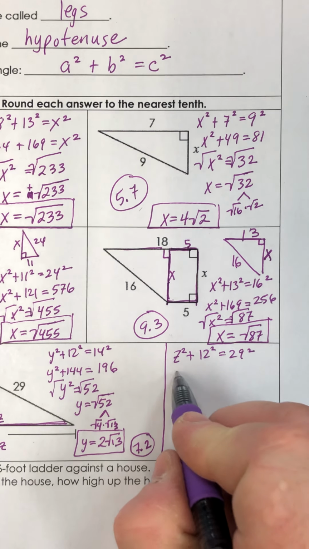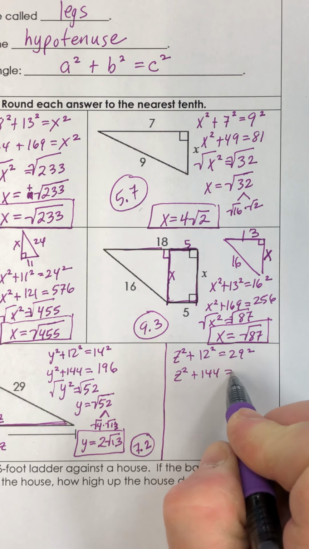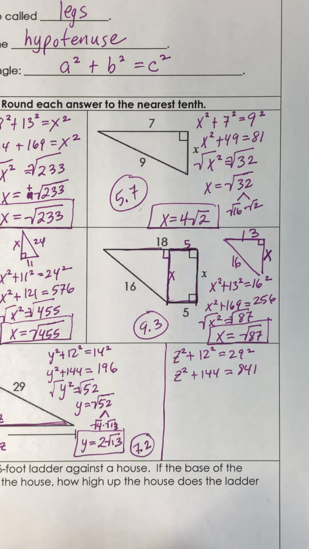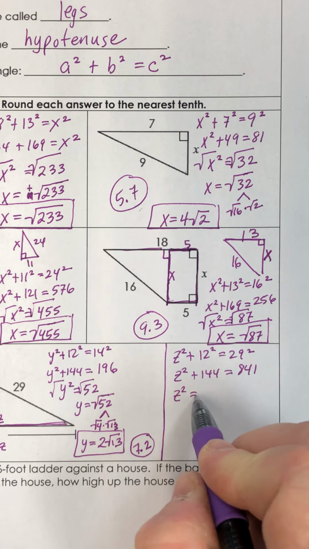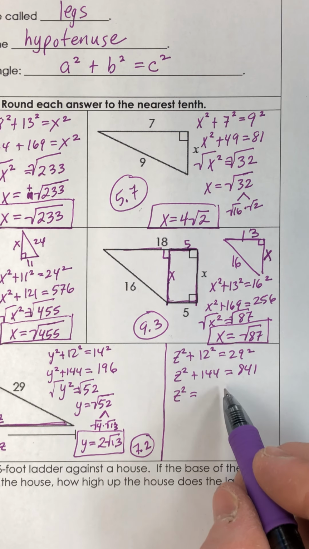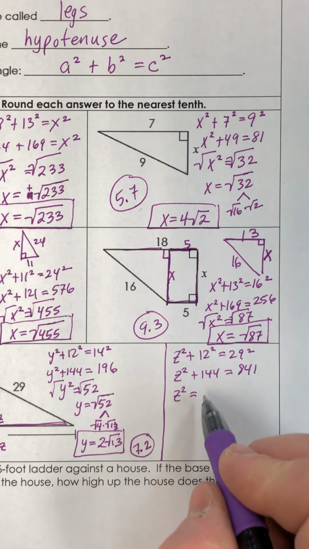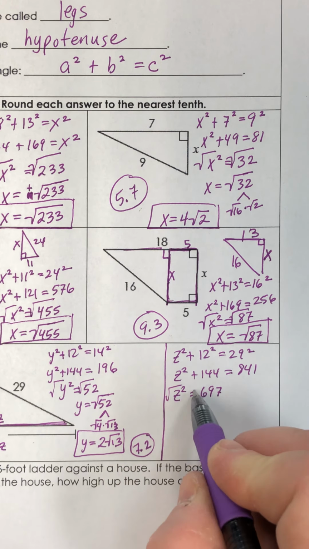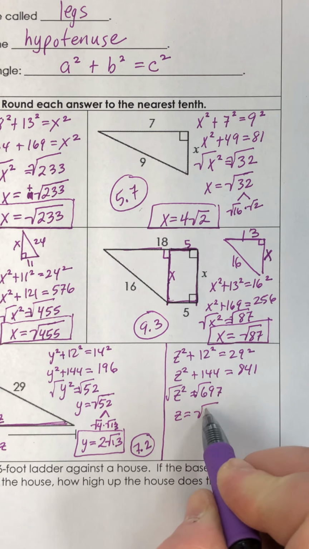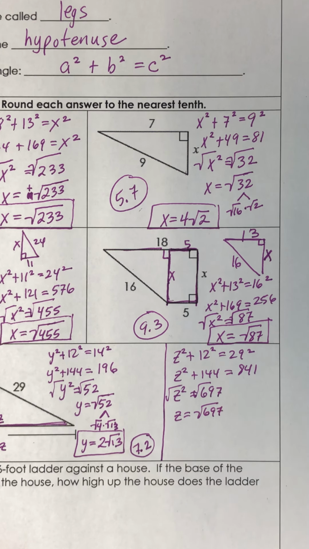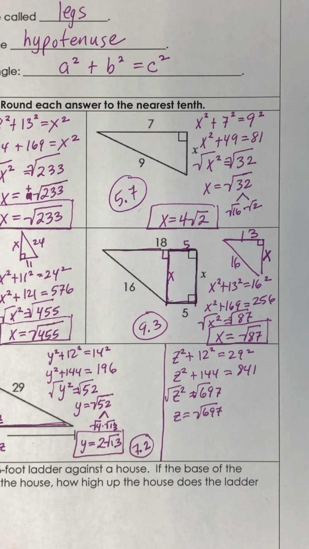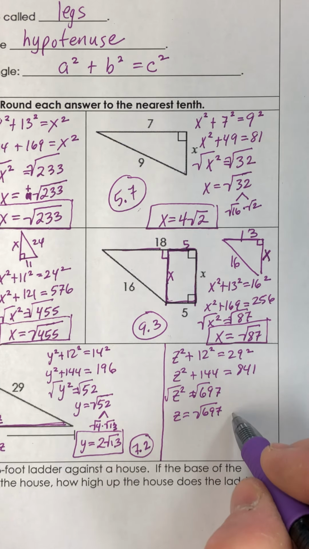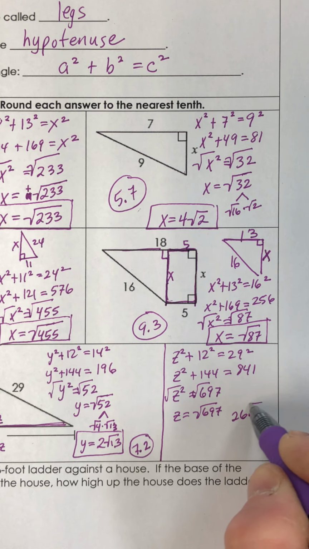All right, so let's see. Z squared plus 144 is going to equal 29 squared, which is 841. And subtract 144. So 841 minus 144 is going to be 697. Square root both sides. Z is going to equal the square root of 697, which there is not a square number that divides into 697, so I'll need to do that on the calculator, and I think that comes out to be right around 26.4.